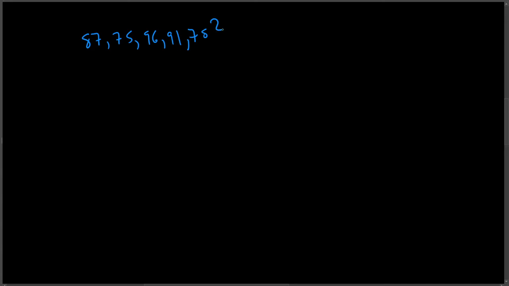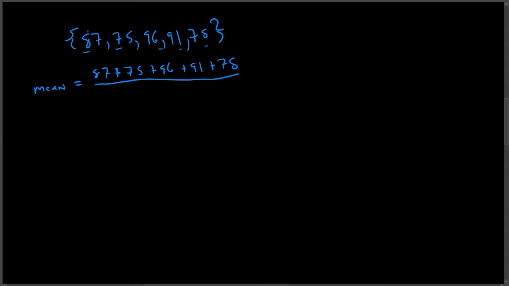Now when we have a collection of numbers, we sometimes put them in curly braces and we call it a set. But if I want to find the average or the mean of this, I want to add all of these up. So my mean is going to be the addition of all the numbers divided by how many numbers I had. 1, 2, 3, 4, 5. So I'm going to divide by 5.